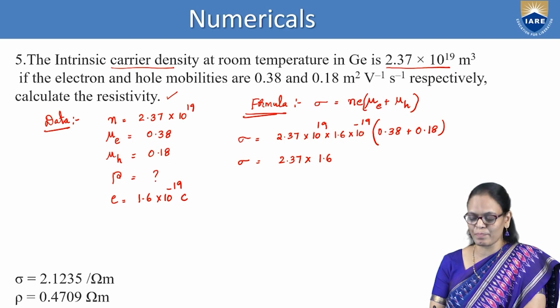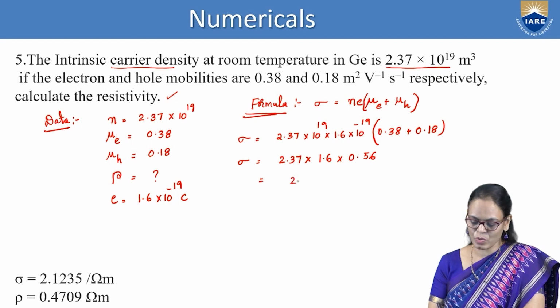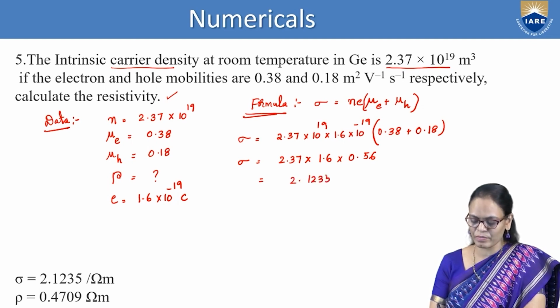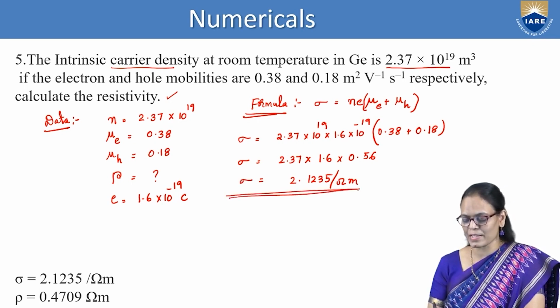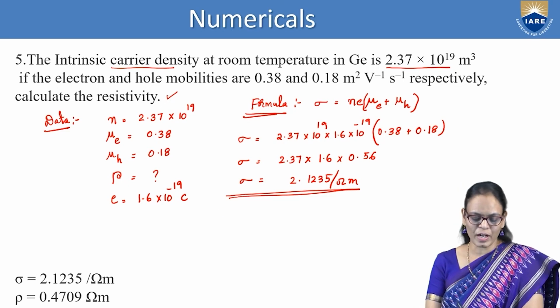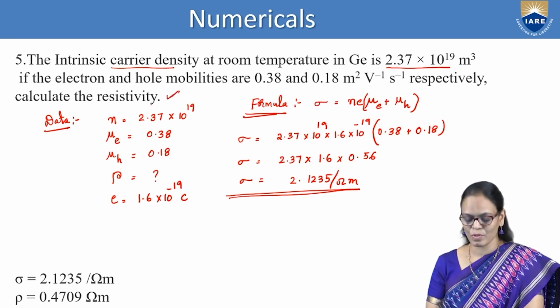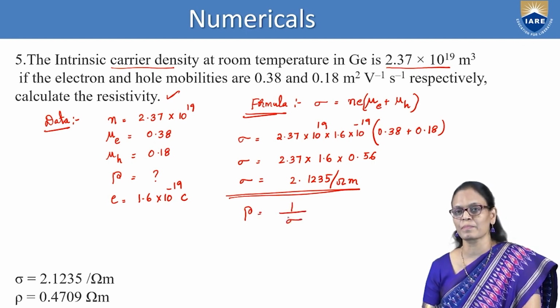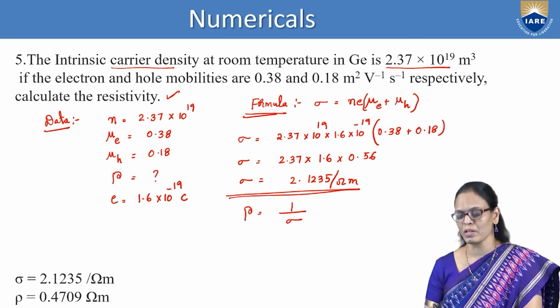So we can write sigma as 2.37 into 1.6, 10 power plus 19, 10 power minus 19, 10 power 0 is 1. So here we have 0.56. So this gives us 2.1235 ohm meter. This is the value of sigma, that is conductivity. But what we are asked to find is resistivity. So resistivity rho is nothing but 1 upon sigma, that is conductivity. Sigma here is conductivity, rho is the resistivity. So rho is equal to 1 upon sigma.